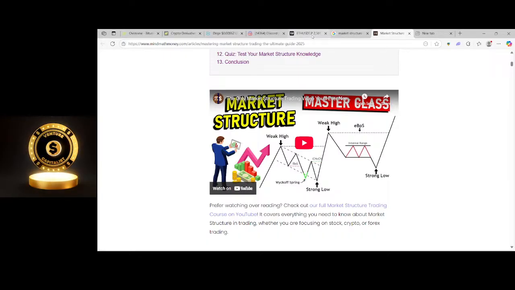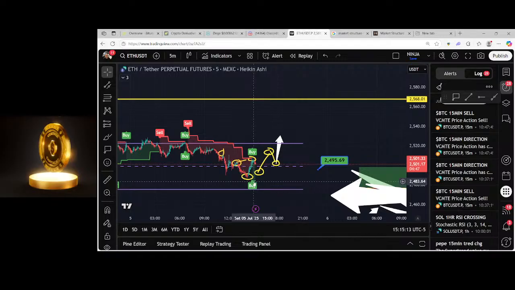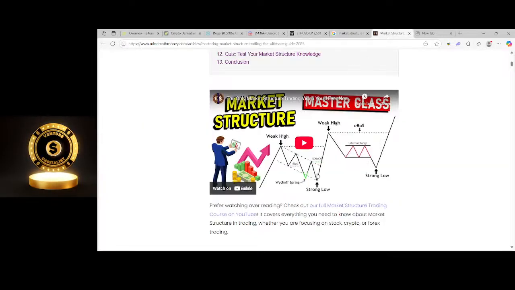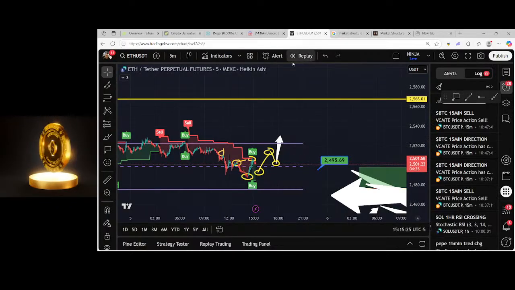Now we go to Ethereum, we have what? We have the push up. See the push up right there? We go back here, you see this push up right here? Right? Then we need a pullback to consolidation, one last low, strong low and up. So go back to Ethereum.